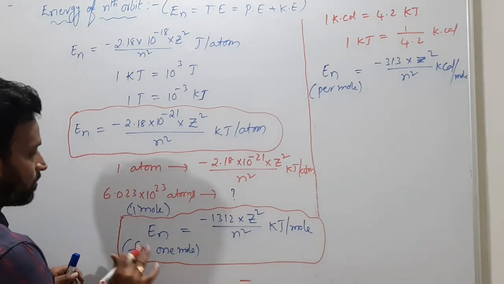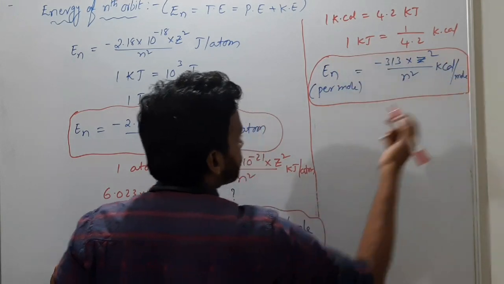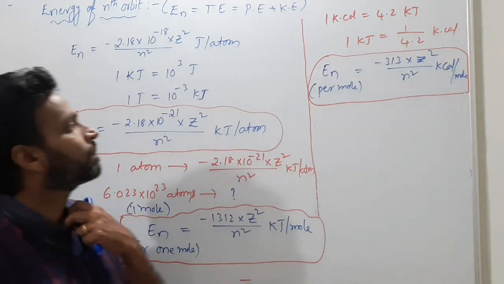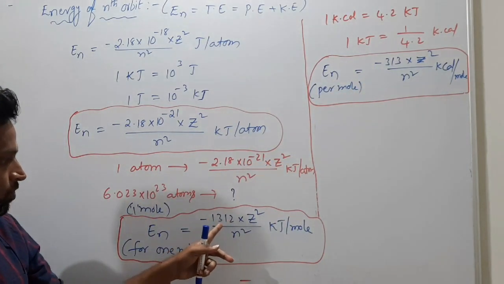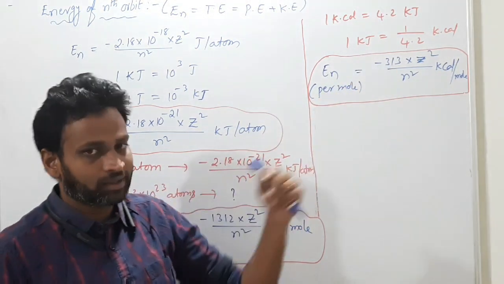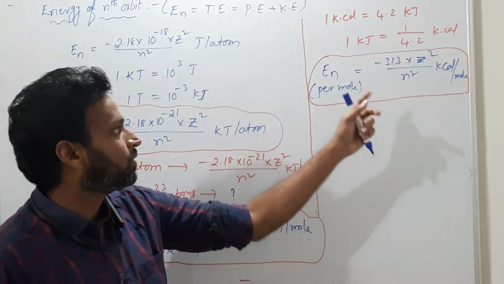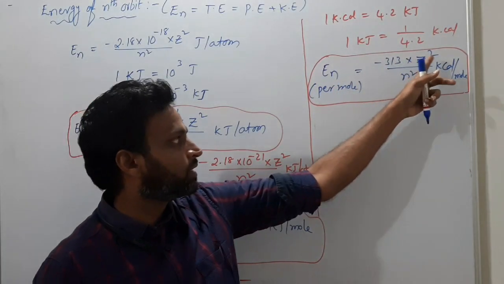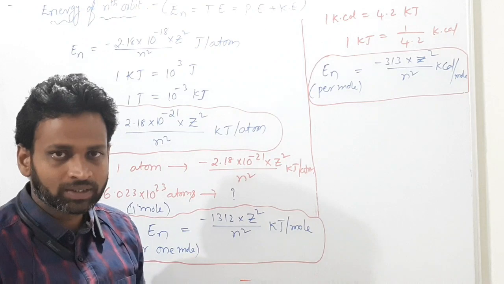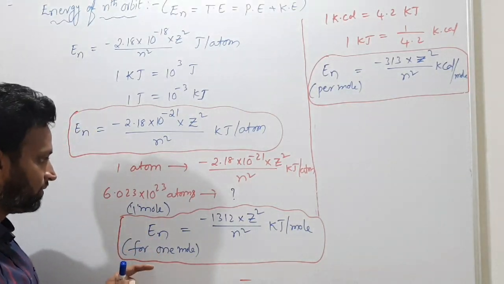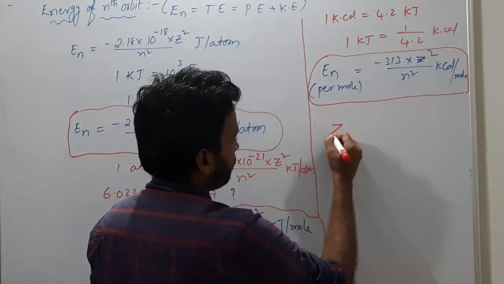Please note down all these things, per mole, all this. So 1312 and 313, that's it. Energy of nth orbit: minus 1312 divided by 4.2, you will get this. Understanding? So energy of nth orbit is minus 313 into Z square by n square kilocalorie per mole. All formulas I have given here, and how they came I have also explained very clearly. So simply note down all these formulas.